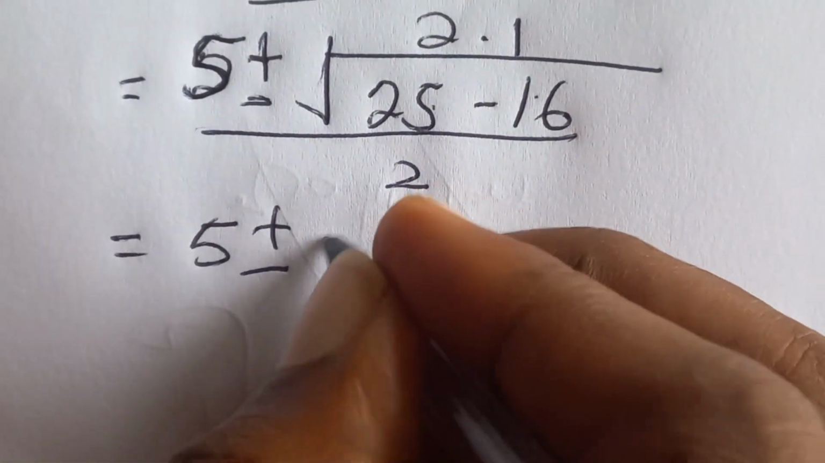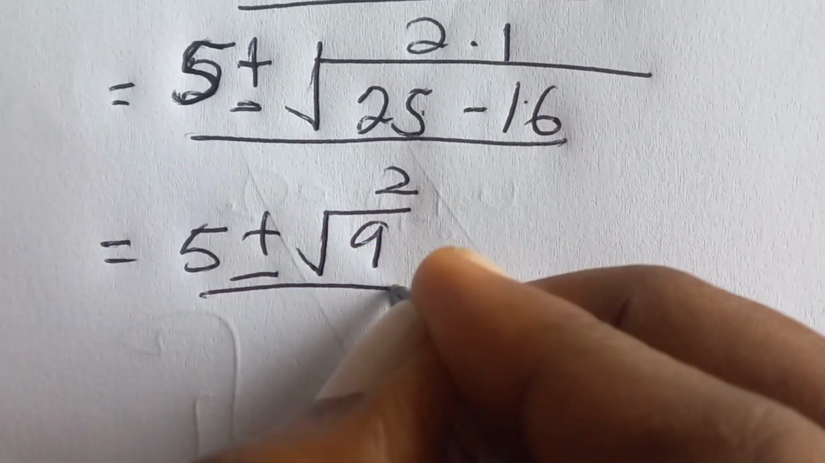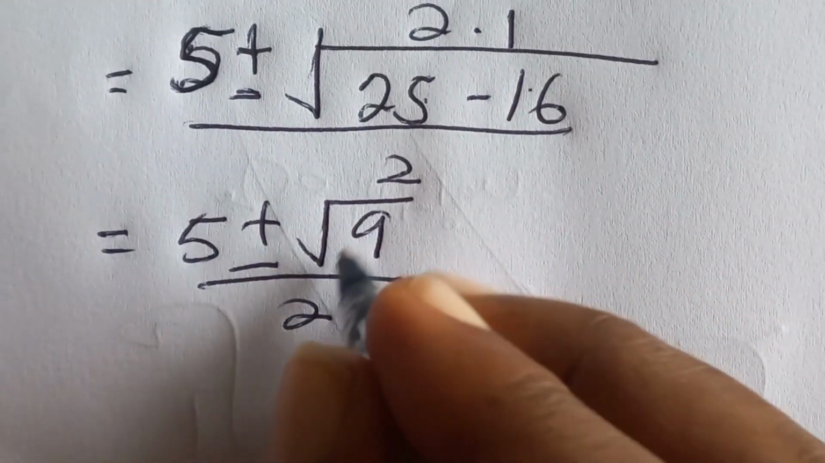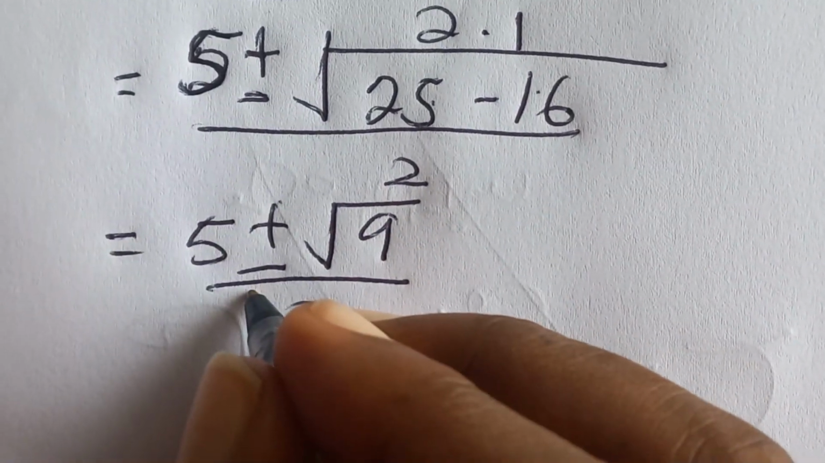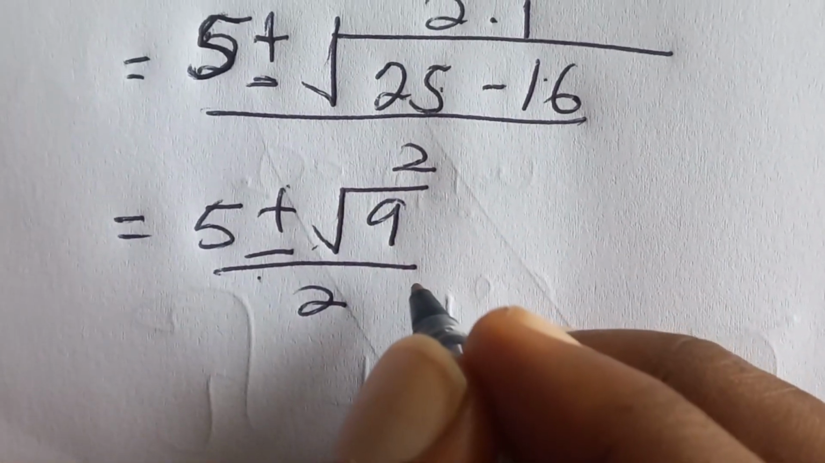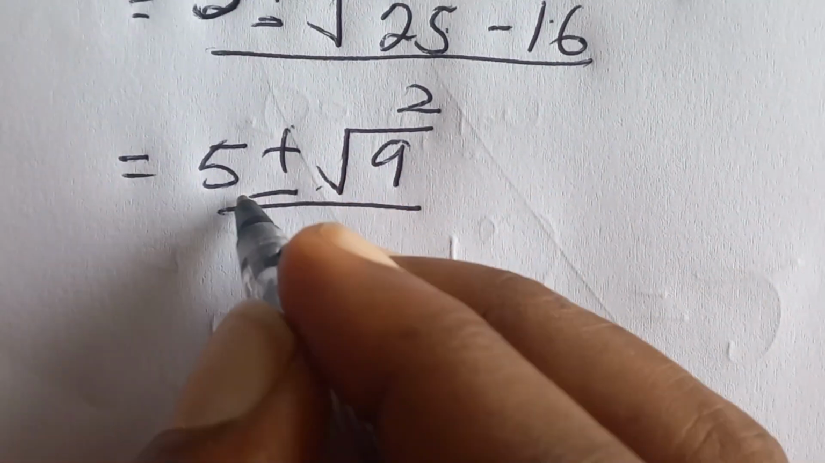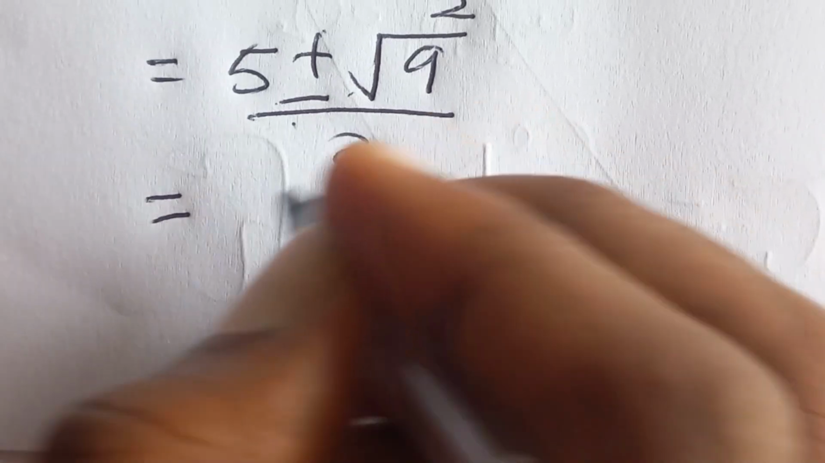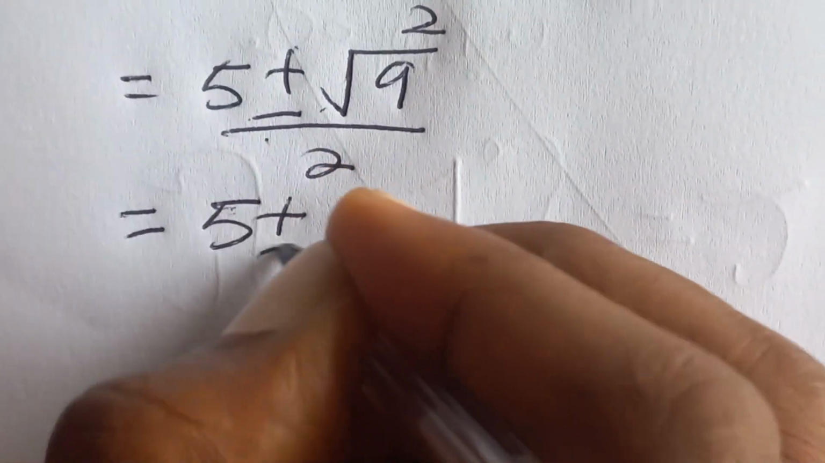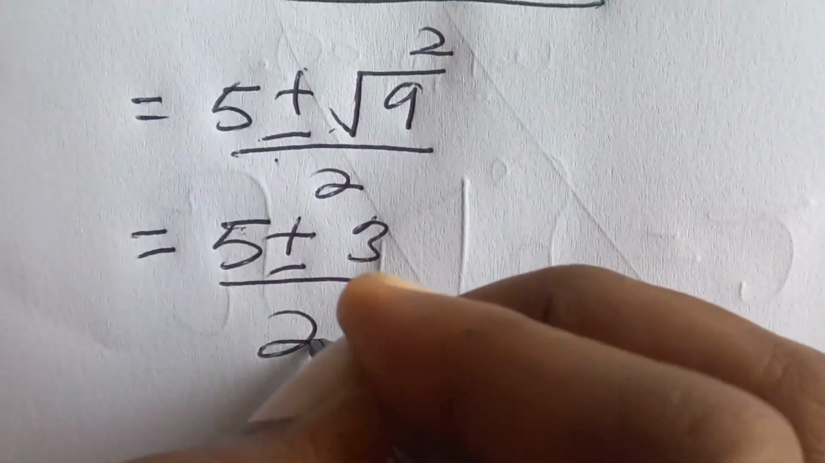So we are going to get 9. So 5 plus or minus square root of 9 over 2. And then square root of 9 is 3. So you are going to get 5 plus or minus 3 over 2.